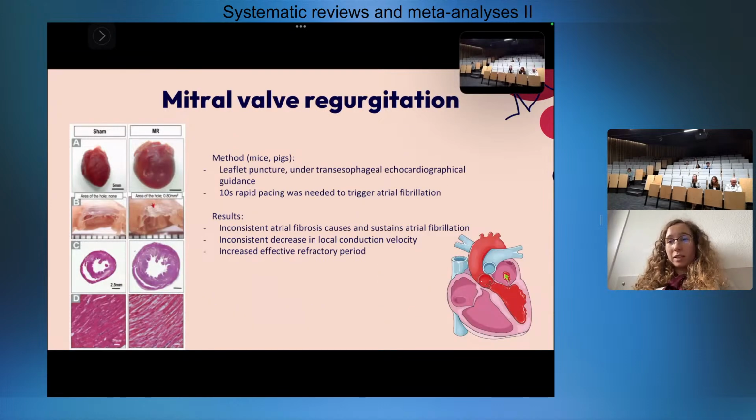Another important cardiac disease that can cause this type of arrhythmia is mitral valve regurgitation, which was replicated in mice and pigs through leaflet puncture under transesophageal echocardiographic guidance. And it caused atrial fibrillation only after 10 seconds of rapid pacing. And the fibrillation was sustained for some minutes.